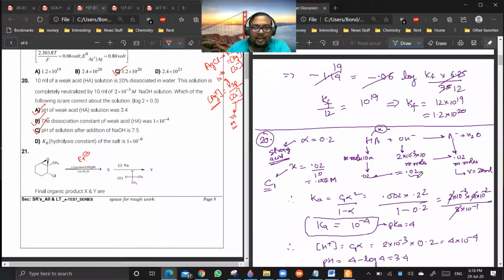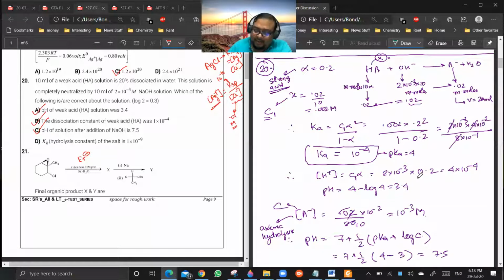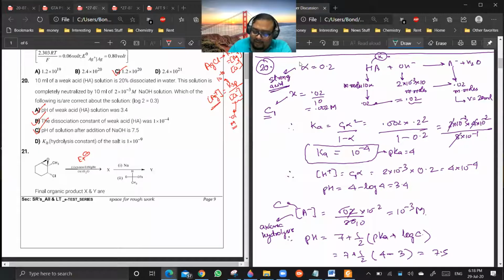Yes, sir. I didn't take any risk. I knew that this would be a... I see alpha is 0.2 here. This means dissociation is pretty high, so we can't use a weak acid approximation here. Are you getting my point? This is the first one.